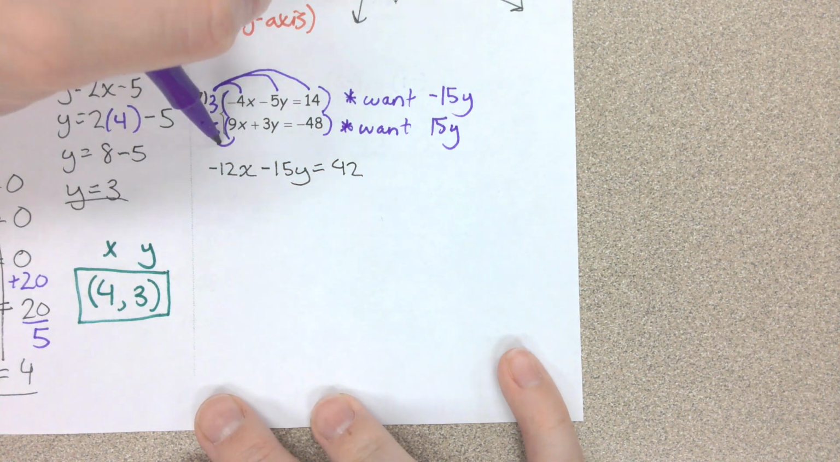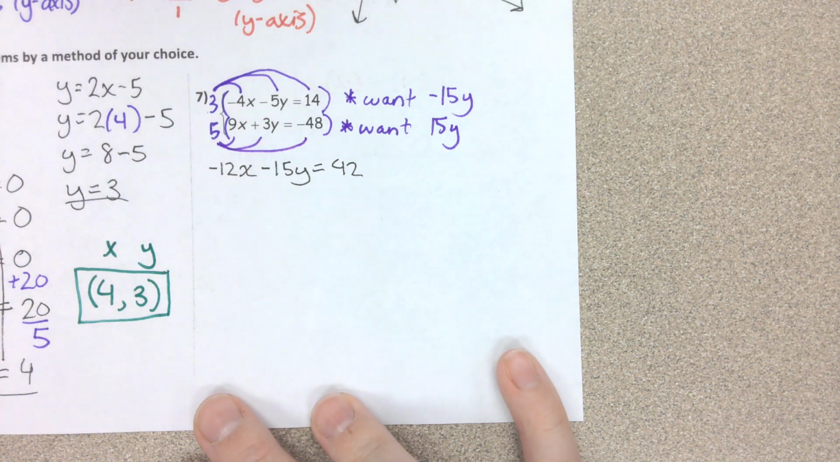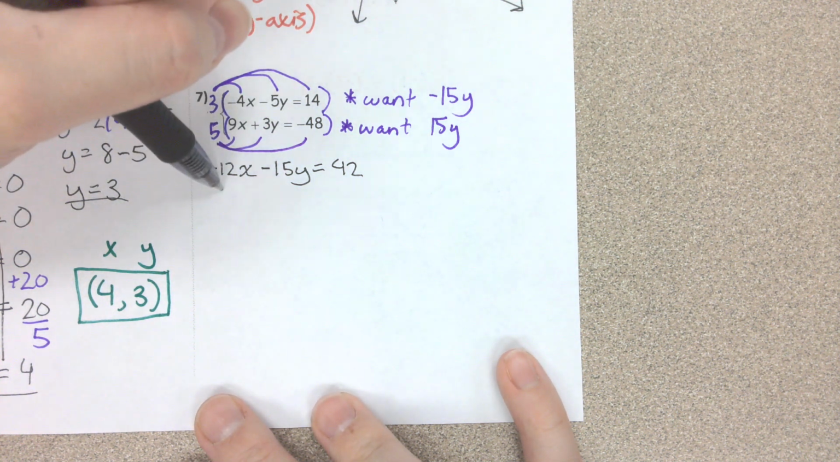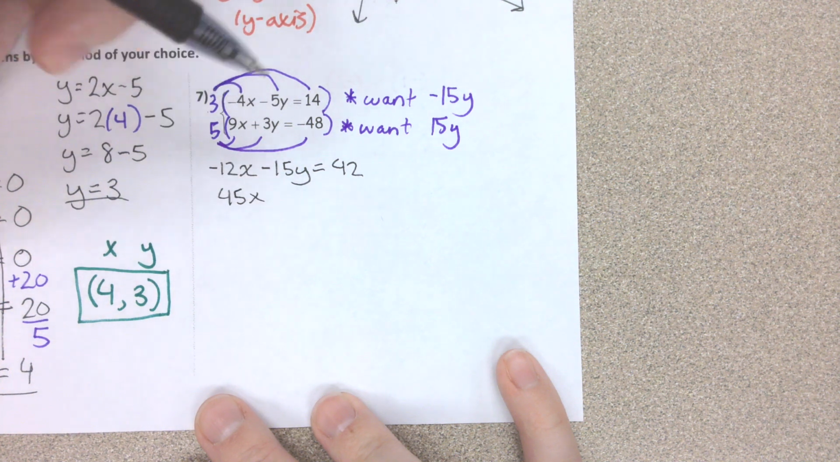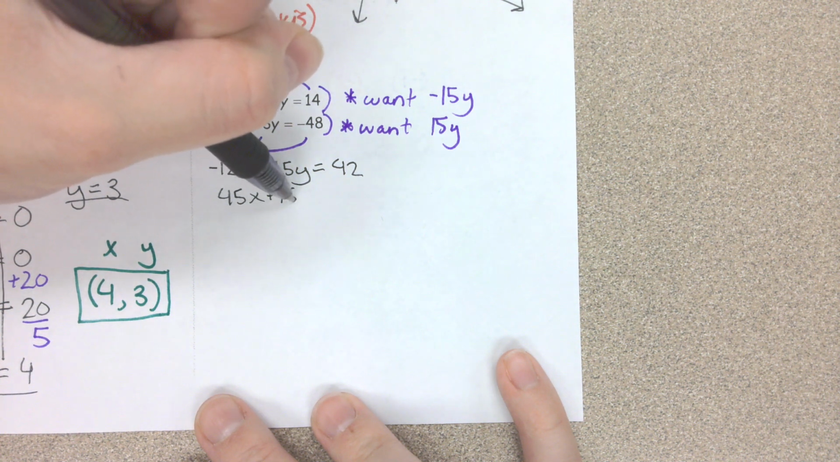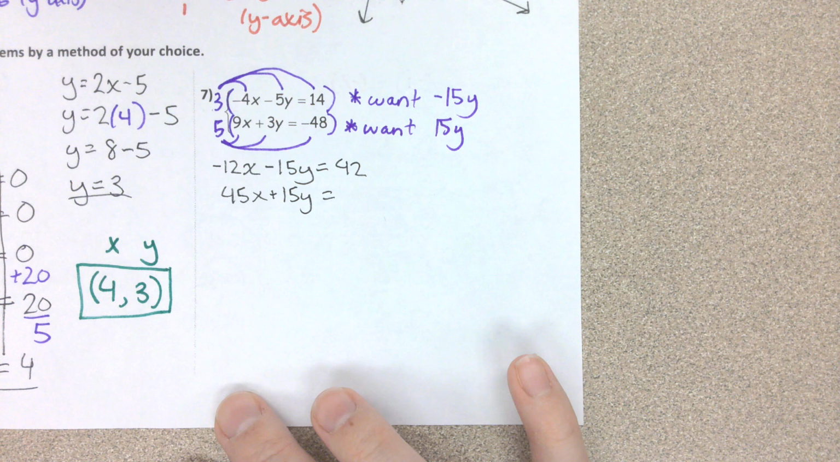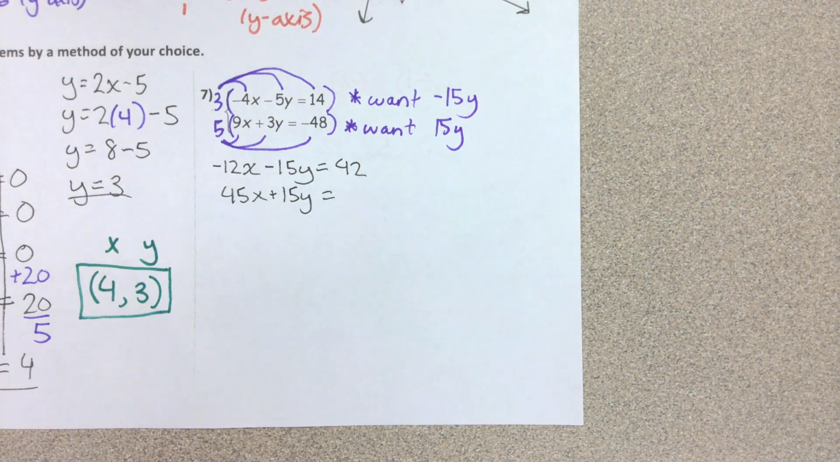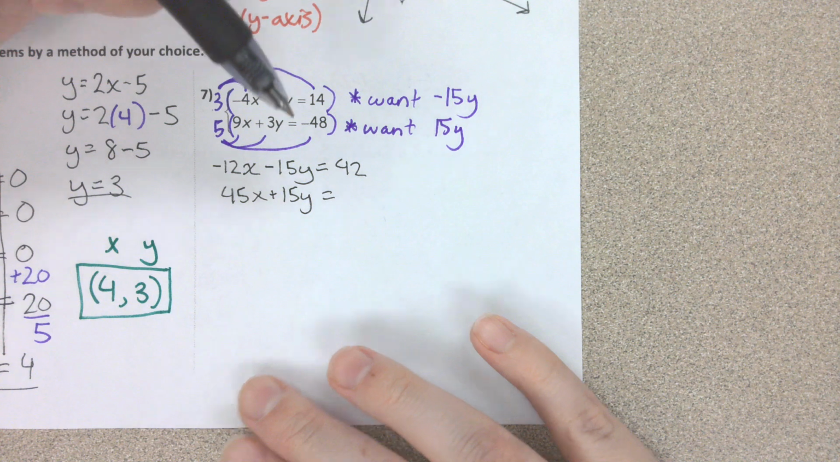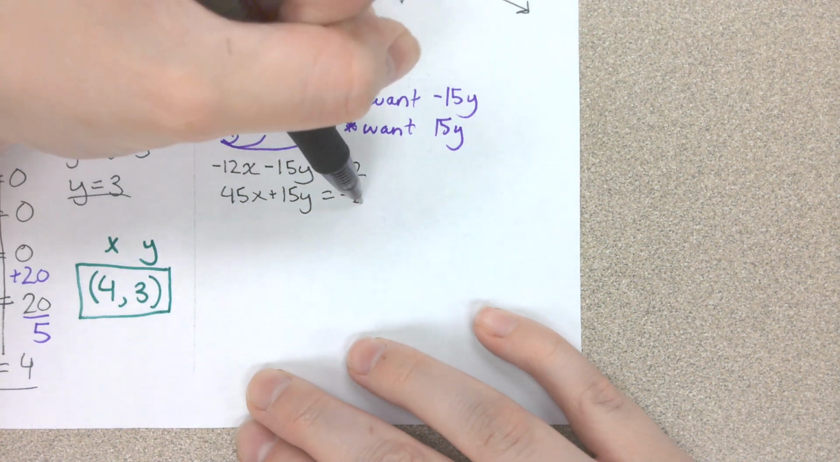And now I distribute on the bottom. 5 times 9x, that's 45x. 5 times 3y, that's positive 15y. Equals 5 times negative 48. Let me see. It's going to be 240. Negative 240.